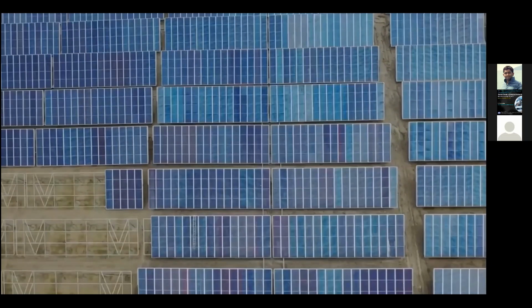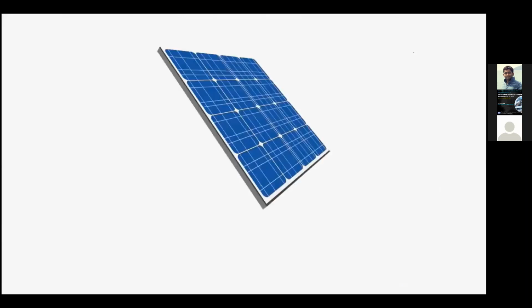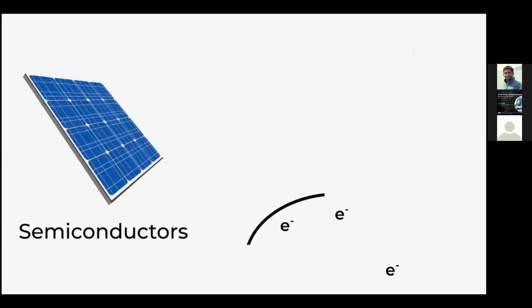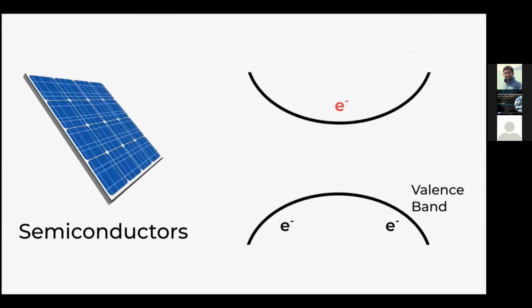But before discussing these, we have to quickly explain some basic solar cell physics. Solar cells are made from a class of materials called semiconductors. In a semiconductor, the electrons sit within a region called the valence band. When particles of light called photons enter the solar cell, some of these electrons can use this energy to jump up to a region called the conduction band.